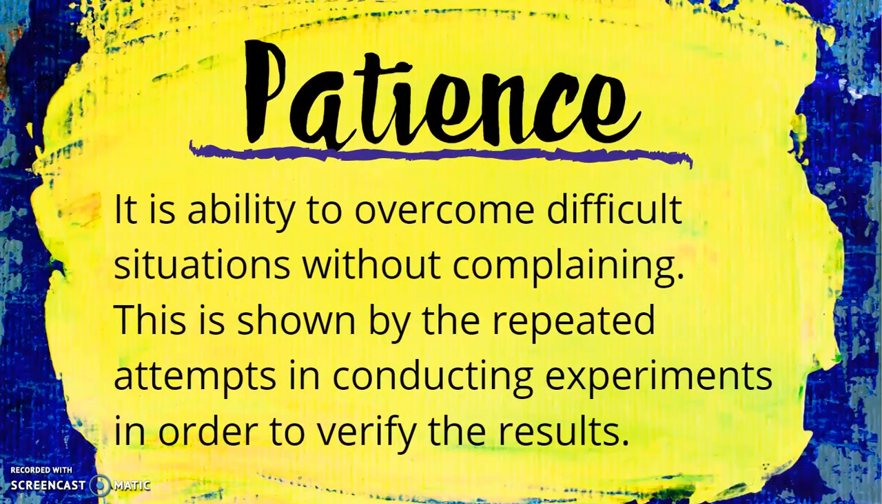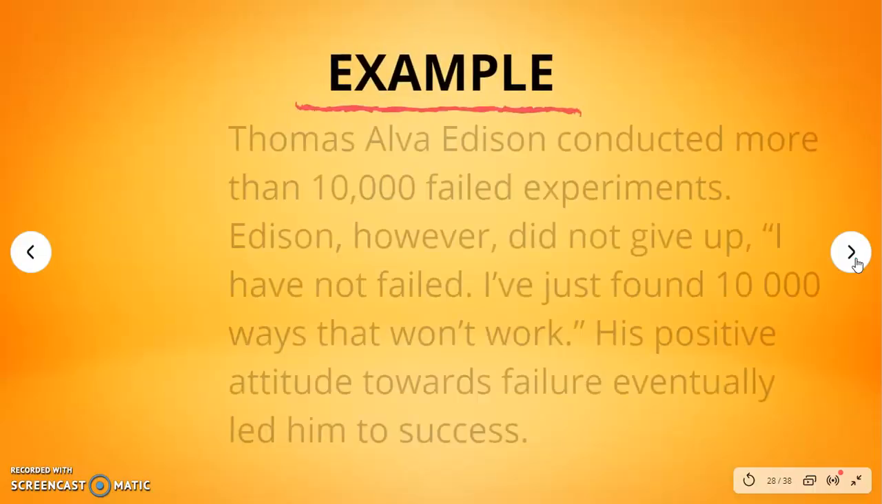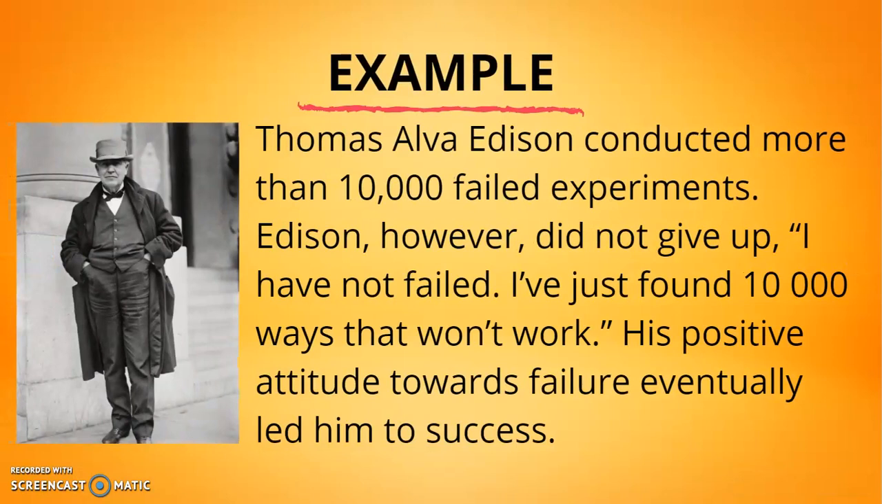Next is patience. It is the ability to overcome difficult situations without complaining. It is shown by the repeated attempts in conducting experiments in order to verify results. Patience is having the ability to work on a long-term basis. One example for this one is Thomas Alva Edison, who conducted more than 10,000 failed experiments. Imagine that. However, he did not give up. He said, "I have not failed. I just found 10,000 ways that won't work." And aside from that, he mentioned, "I never quit until I get what I am after. I never did anything by accident, nor did any of my inventions come by accident. They came by work." His positive attitude towards failure eventually led him to success.